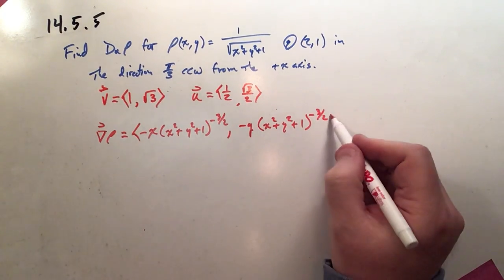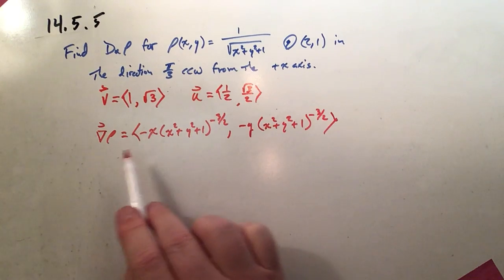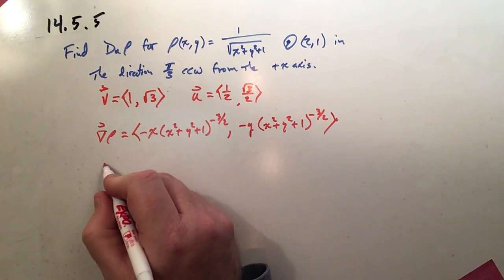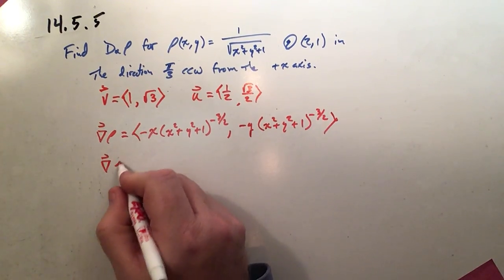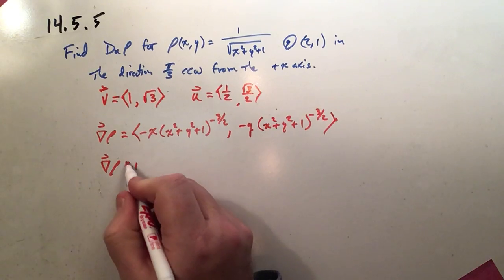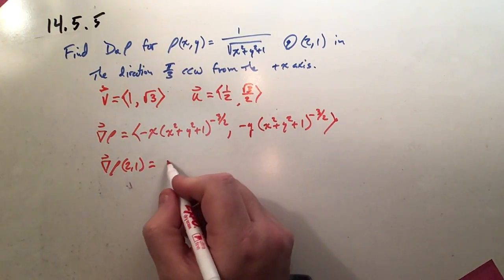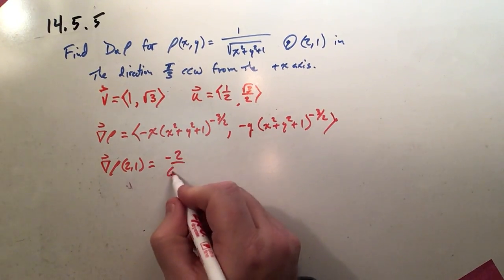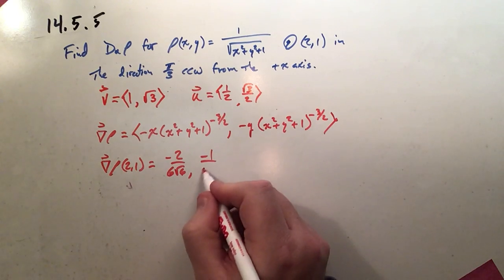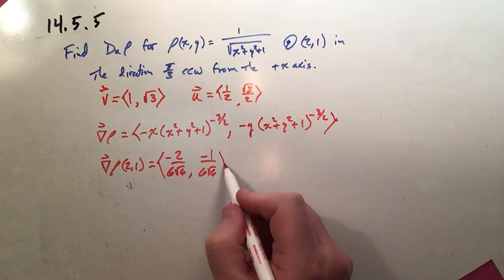Now, this would be a pretty unpleasant gradient, except I'm immediately going to plug in the point (2, 1). So what that does is it reduces this down considerably. Now, del rho at (2, 1), after I do all the substitution and simplification, is going to be negative 2 over 6 radical 6 and negative 1 over 6 radical 6. And I'm not going to simplify that one right now. You'll see why in a little bit.